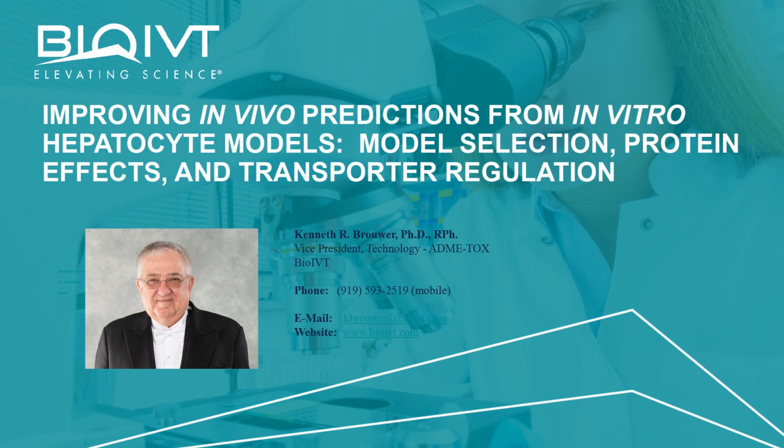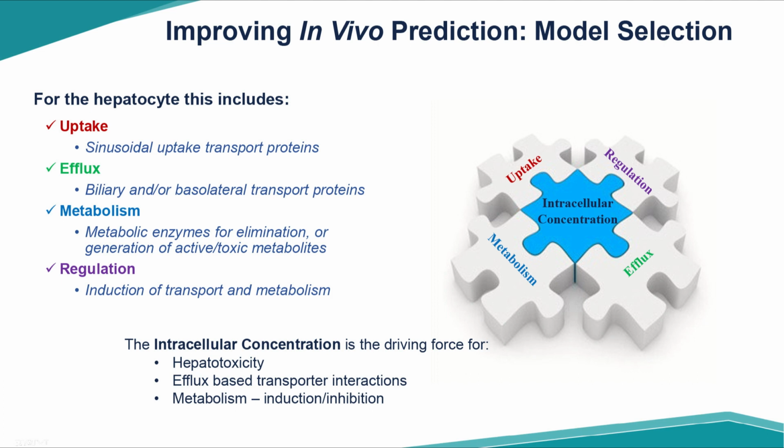Some of the things I wanted to talk to you today about is what we've learned regarding model selection and what's important in selecting a hepatocyte model for doing your studies, whether they be toxicology, metabolic, or transporter studies. So one of the things that we've known for quite a while is that if you want to have an in vivo predictive model for your hepatocyte, you need to have various components, and this includes uptake transporters, so your drug has to get into the hepatocyte.